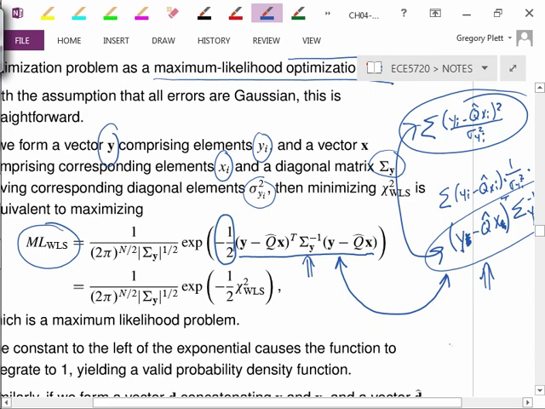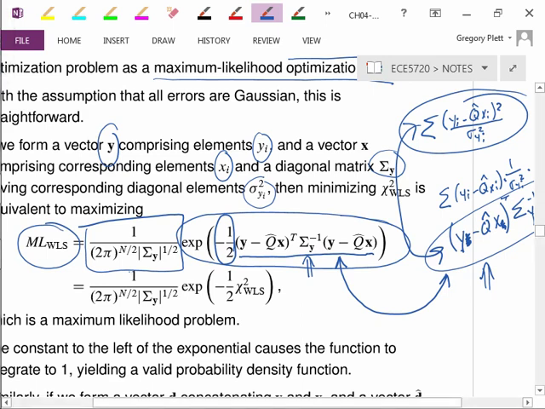exp is a one-to-one function, so I want to maximize this exponential term. And notice that this is just a constant. N is a constant, 2 pi is a constant, the determinant of the sigma is a constant, so that's just a number that makes this PDF turn out to be a Gaussian PDF and integrate to 1. Bottom line, minimizing the least squares cost function is the same as maximizing this likelihood function.